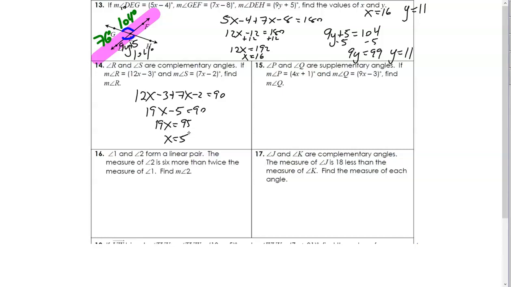When we plug it in, we're going to plug it into both of them just to make sure our answer is correct. 12 times 5 is 60, and 60 minus 3 is 57. So that's angle R. That's actually the answer we're looking for. 7 times 5 is 35, and 35 minus 2 is 33. And 33 and 57 together equal 90, so that's correct. So the measurement of angle R is 57 degrees.